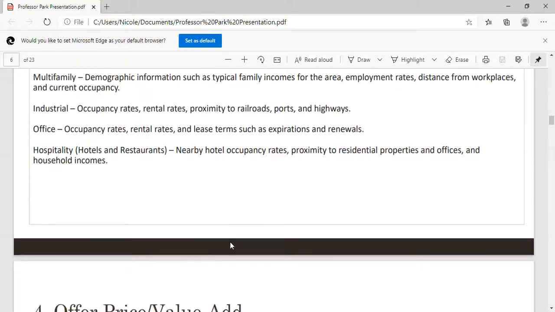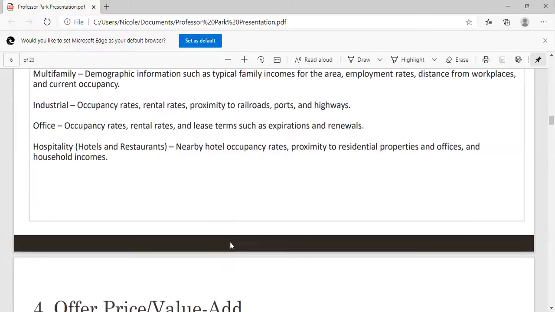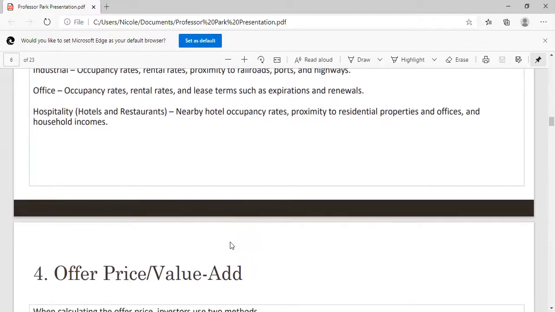For industrial, they'll look at occupancy rates, of course. It's always going to be a high factor on properties, obviously. The rental rates, so say what the rental rates are compared to the other competitors in the market, and see if there's room for increasing rents and things of that nature. Proximity to railroads or ports or highways for industrial is really important.